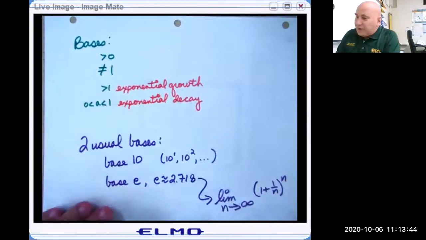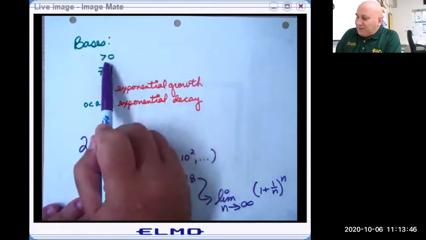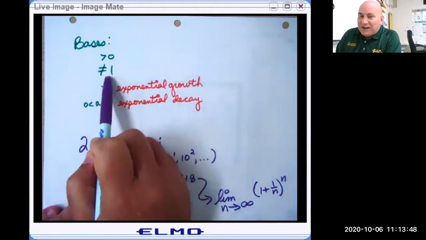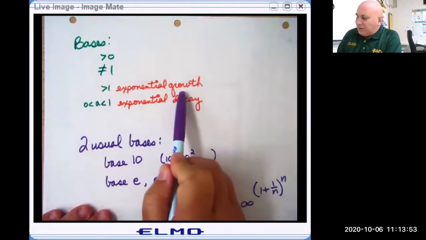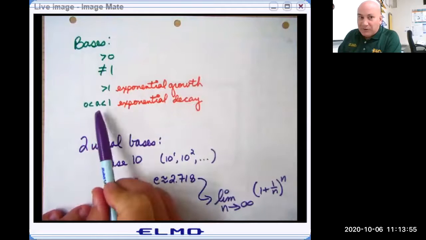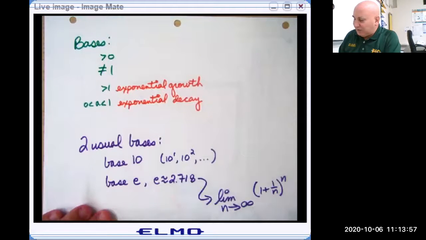So just to reiterate, your base must be greater than 0 but not equal to 1. If your base is greater than 1, it's exponential growth, and if it's between 0 and 1, it's exponential decay. The usual bases that we use in math and science are base 10 and base e. e is 2.718, and it goes on forever. It's a transcendental number like pi is. It's actually equal to this limit.